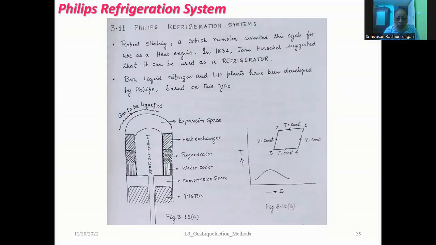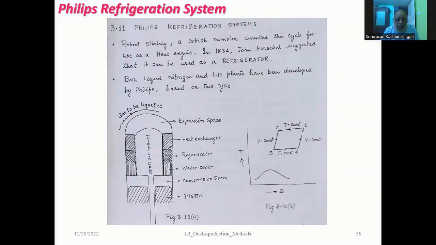Now, many liquid nitrogen plants all over the world, and sometimes also some liquid helium plants, are developed by Phillips Eindhoven, and they are based on the Phillips refrigeration cycle. Okay, what is the Phillips refrigeration cycle? It is like this. It consists of the following components.